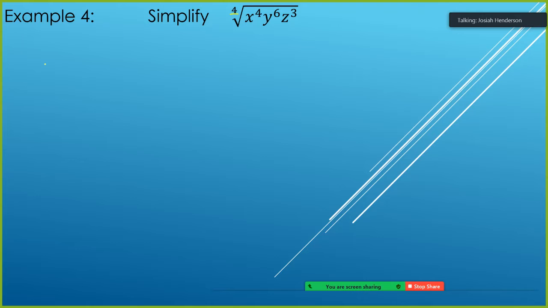Okay, so let's do it this way. I'm going to start it below on the left in yellow. Fourth root of x to the fourth, y to the sixth, z to the third. I'm going to do this the traditional way, the long way first. How do we do it the long way? We're going to convert our fourth root to the 1 over 4 power right here. So remember, anything inside the box is your base. So I've got x to the fourth, y to the sixth, z to the third, and that's all to the 1 over 4.